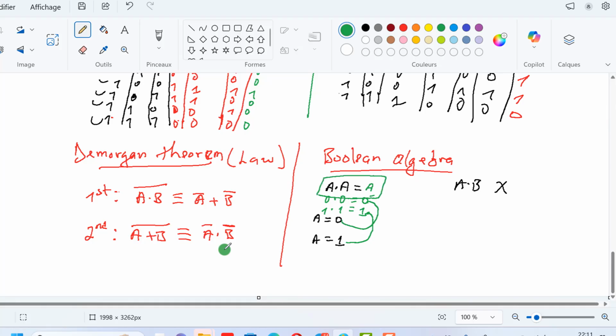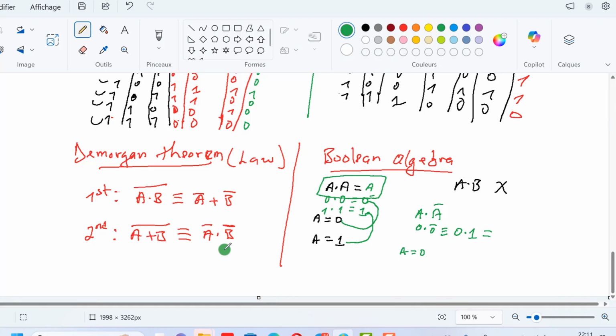Another example: if I take something like A dot A bar, the same principle. If A is 0, you put 0 dot 0 bar, because here it is A bar. This is the same as saying 0 dot 1, and 0 dot 1 is what?